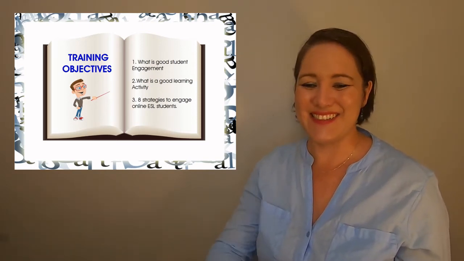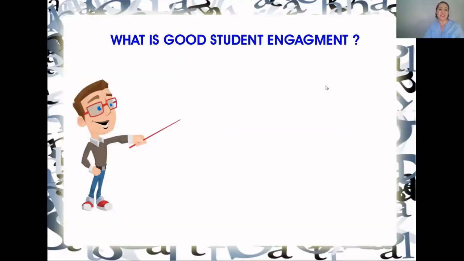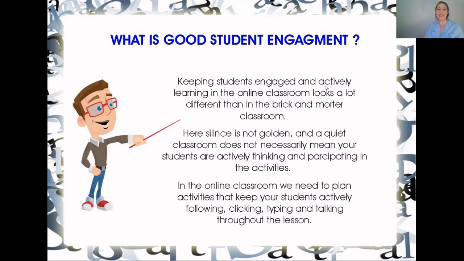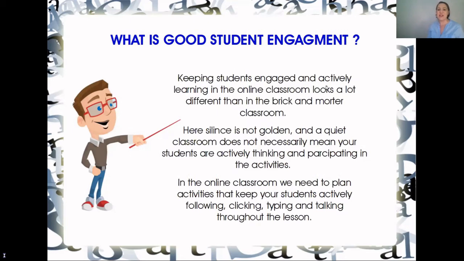What is good student engagement? Keeping students engaged and actively learning in an online classroom looks a lot different from what it does in the brick-and-mortar classroom. In the brick-and-mortar classroom, silence is golden, and a quiet classroom means that your students are actively engaged in the activity that you presented to them. In the online classroom, we need to plan activities a little bit differently. We need to keep our students actively following, clicking, typing, and talking their entire lesson. And today, we're going to learn just how to do that.